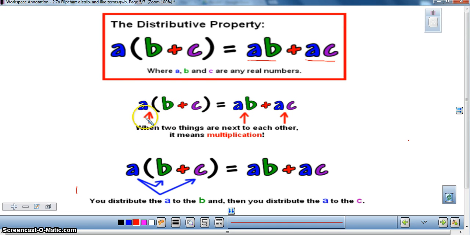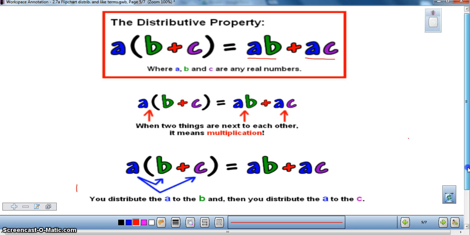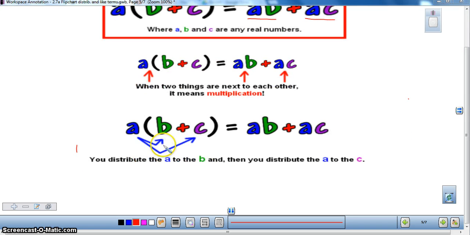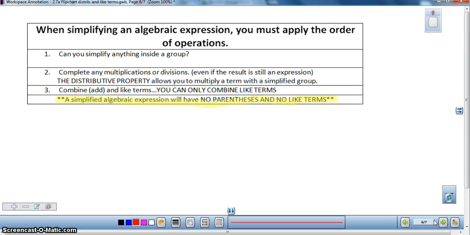It says A, right here this arrow says when two things are next to each other, it means multiplication. So we are distributing A with the B and A with the C, multiplying those together.